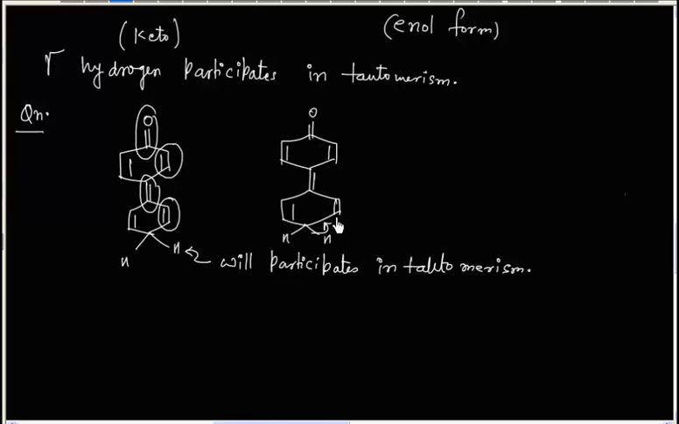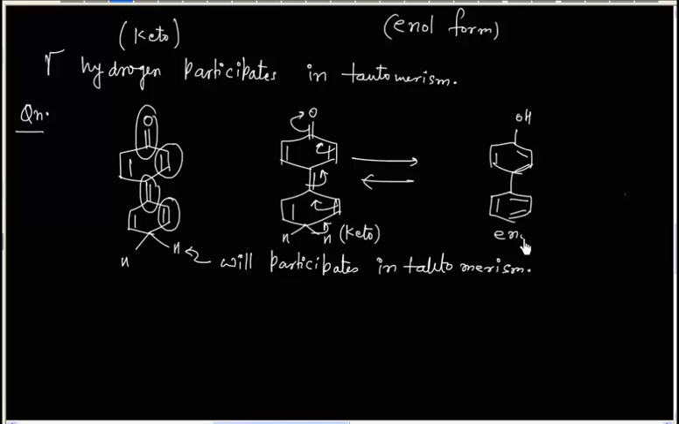So this bond goes here, this goes here. So this is your keto form. And then we can write the enol form. So both rings become aromatic in this case. So the enol form will be more stable. So this ring is aromatic, and this ring is also aromatic.